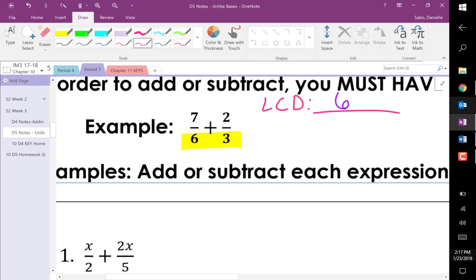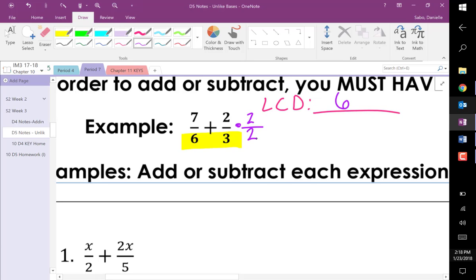This one doesn't. What would I have to multiply the top and bottom by to get the LCD of 6 here? 2. Let me explain why I have to do the top and bottom. What is 2 divided by 2? 1. What's 1 times 2/3? So did I change the problem at all? No, that's why you can do that.